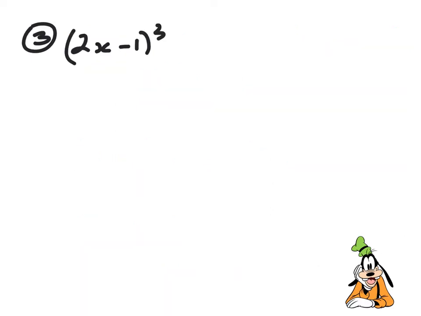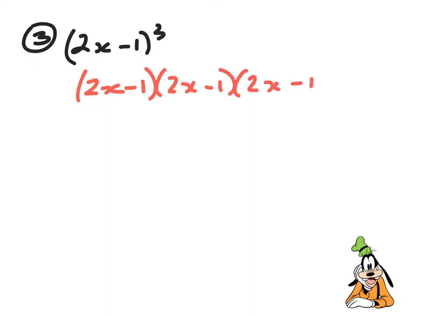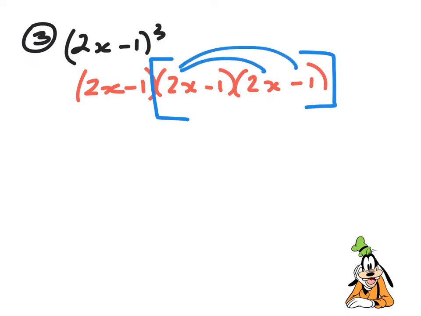Right, question 3, back to more familiar ground. So (2x - 1)(2x - 1)(2x - 1). So write it all out first of all, and you're going to do it in stages. So the first stage is we're going to take the last two brackets. We can use our FOIL method for removing that.